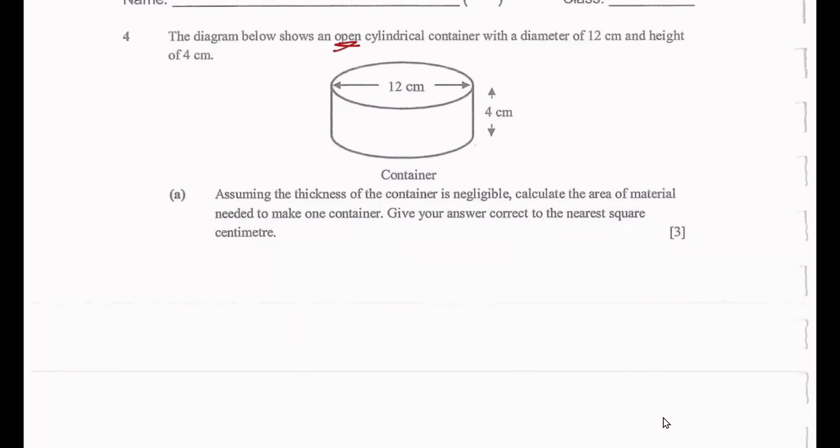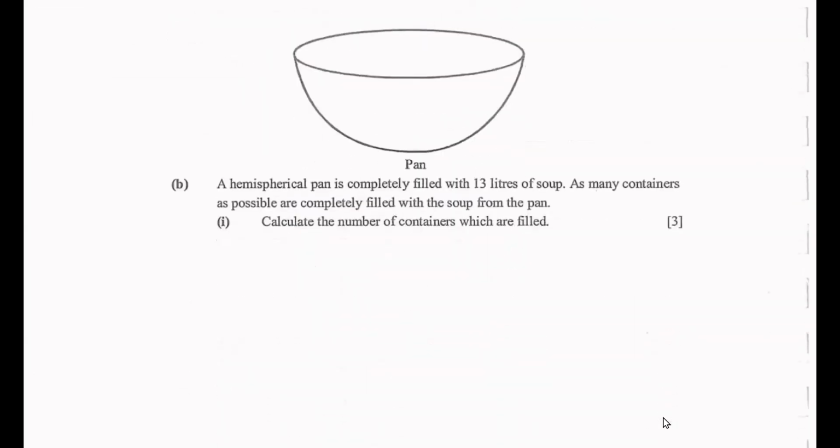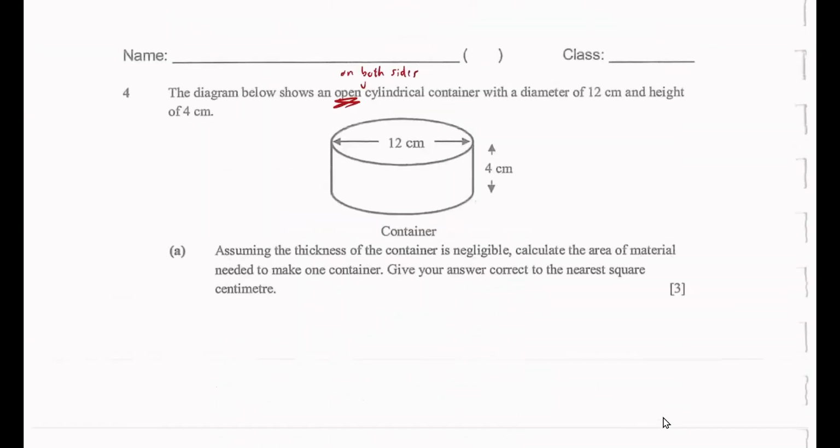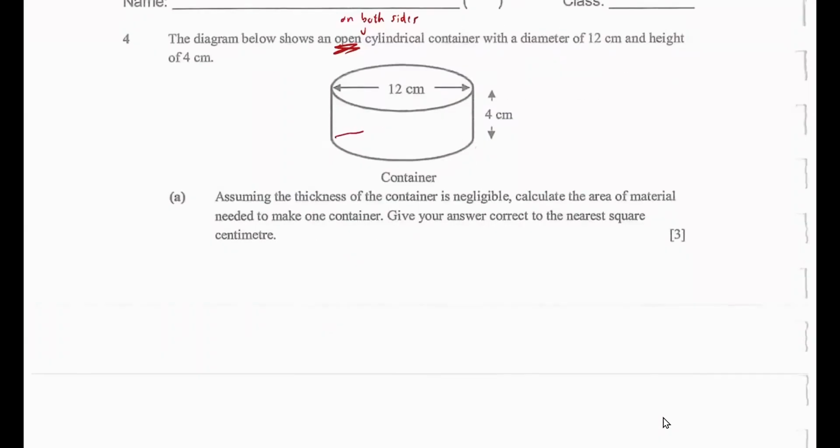When they say open, they mean open on both sides, I think. So there's no lid and there's no base. So it's like this part here and that part there at the bottom, they are missing. They don't exist. So you just need the curved surface area. Let me think. Container. Oh, wait. Sorry. No. The base must be closed. If not, it can't contain anything. Right? So open here just means there's no lid.